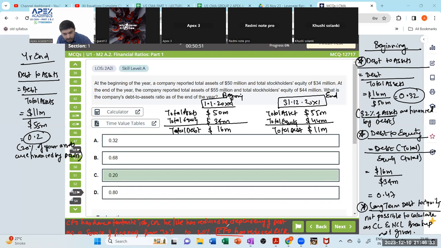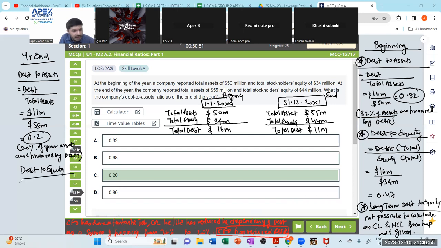CFO has reduced risk. People keep saying, what is risk management as a profile? This right here is risk management. This is what you are supposed to do as a CA, CMA. All this you are supposed to do as a CFO. Understood? Next is debt to equity.